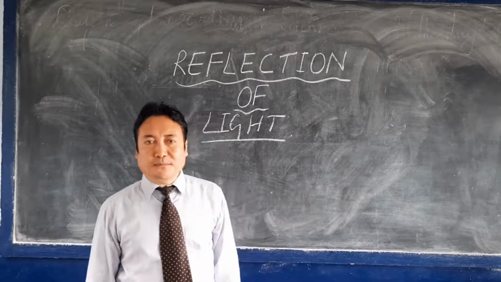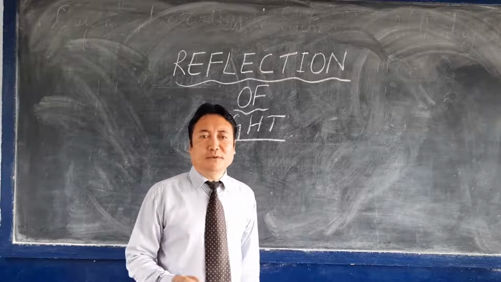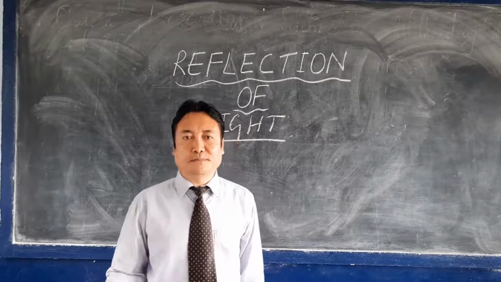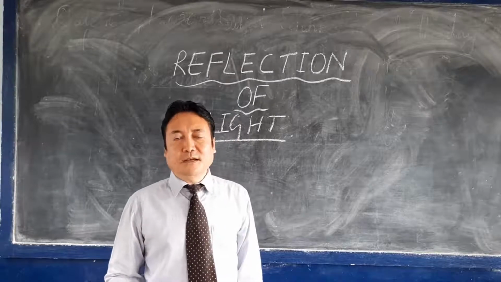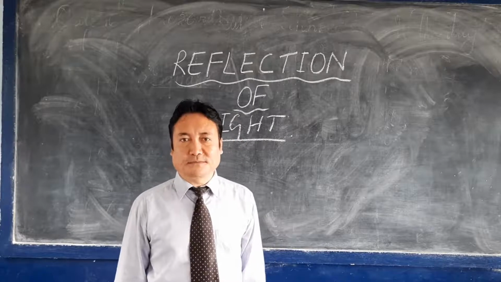So first of all, we will discuss the term reflection. Now the term reflection, actually, is a bouncing back of light. To bounce back. Bouncing back of light after striking the reflecting surface is called reflection.